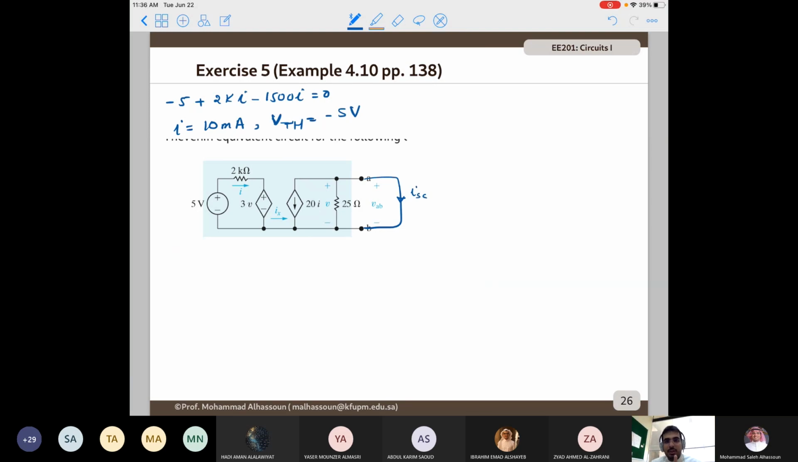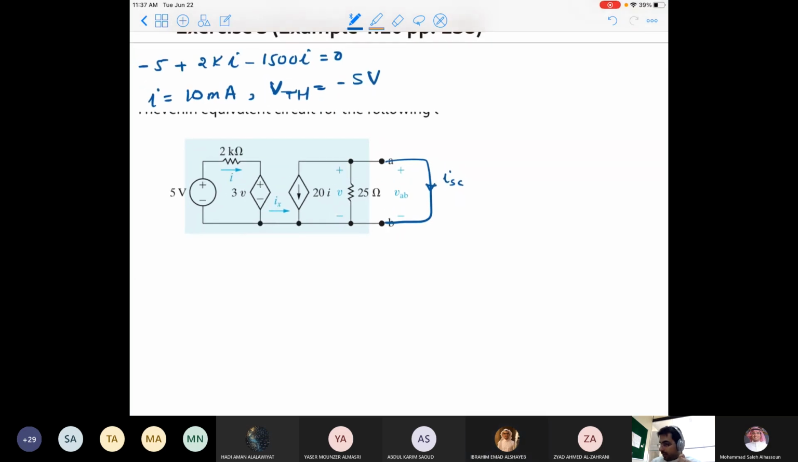So notice what happens if we connect these two terminals. You'll have a short circuit in parallel with the 25 ohm. So the equivalent resistance will be 0, right? So what will be the voltage across the short circuit? It should be 0.